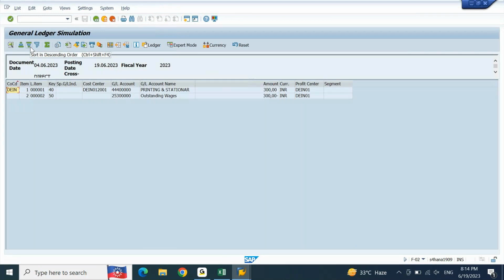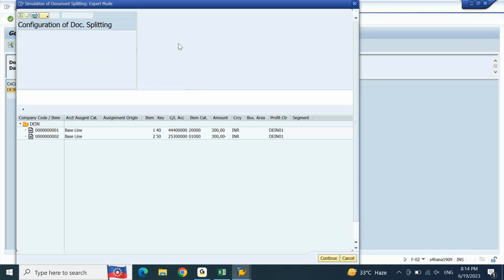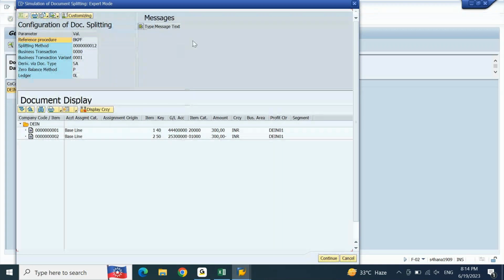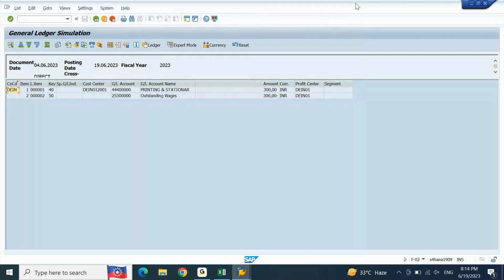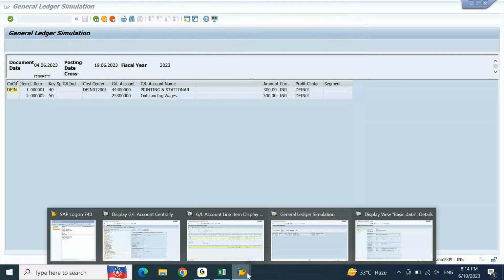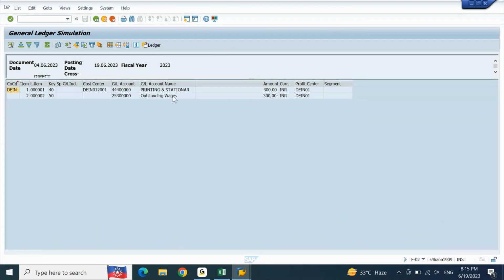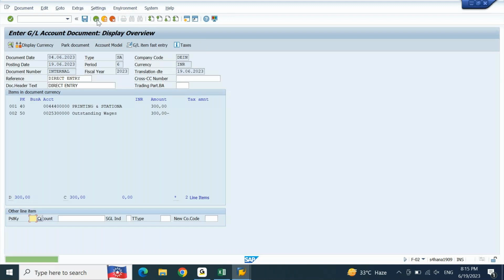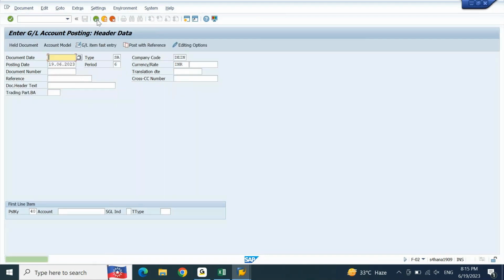Let's go to expert mode. Now I think somebody has changed it just now. While we were posting, it was SAR, that is why it was not accepting. Let me come back. And we understood both debit and credit are given by us manually. We are calling it as direct entry. Now the entry has been posted.